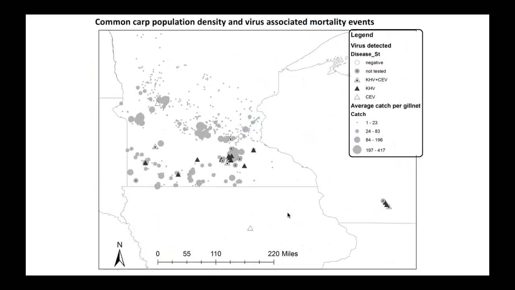And just a visual thing here is that it almost looks like some of these outbreaks are occurring where carp are more dense, and that might seem like a no-duh, like the carp are there, and so the virus is going to be there. But it will be interesting to see if this pattern continues as we keep sampling.